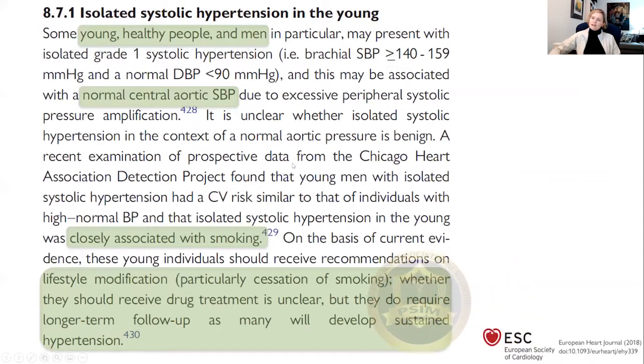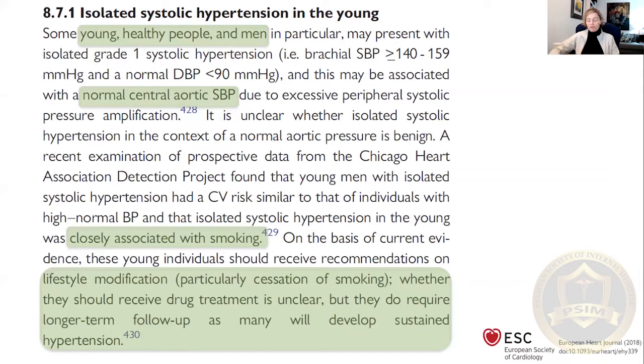And a study that was done in Chicago found that young men with isolated systolic hypertension had a cardiovascular risk that's similar to high normal blood pressure. So not that high risk, but it was often associated with smoking, which makes a lot of sense, which will result in increased peripheral arterial stiffness. And therefore, on the basis of what they've found there and other current evidence, it's mostly important to really give recommendations for lifestyle modification in young adults, particularly if they're smoking, to stop smoking.